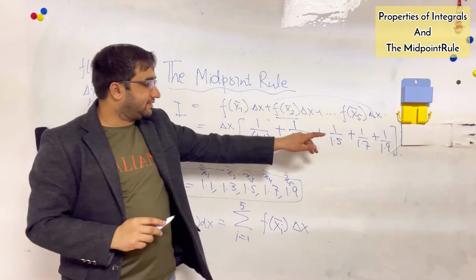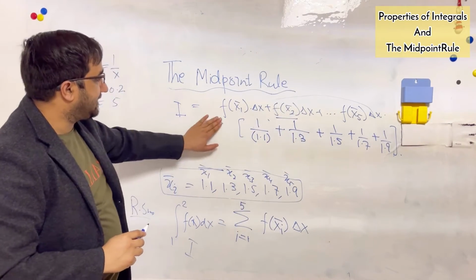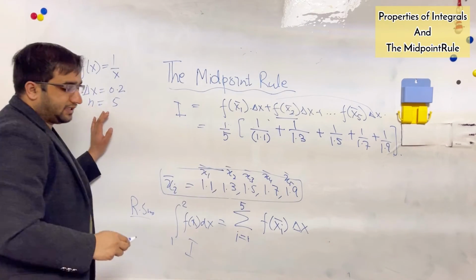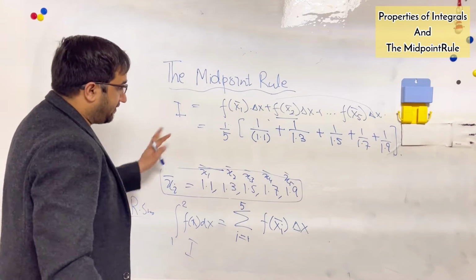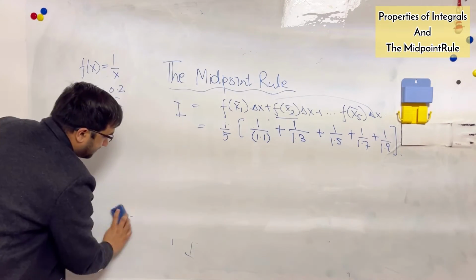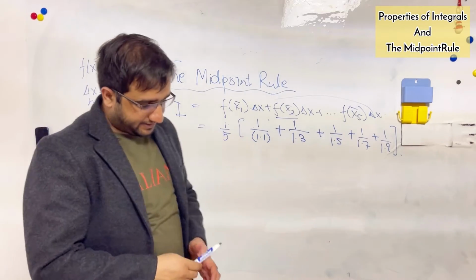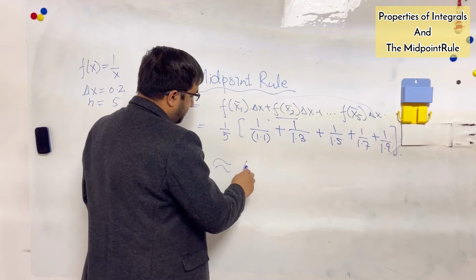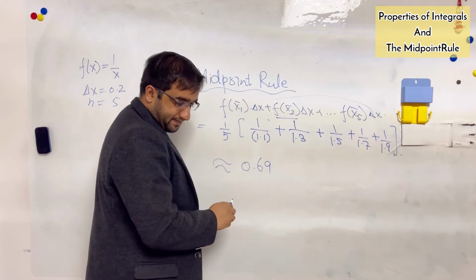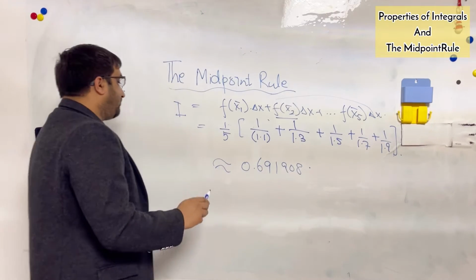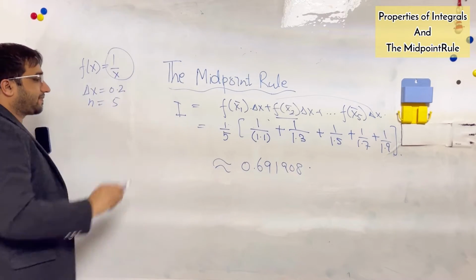Now when you add them together and multiply by the value of delta x, which is 1 by 5 or 0.2, when you do this calculation, the answer is 0.691908 for this function.